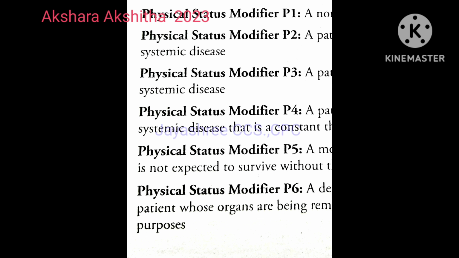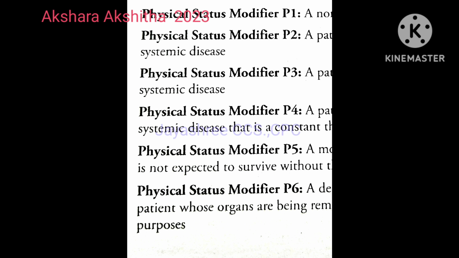The first modifier is the P1 modifier. P1 modifier means the patient is a healthy patient. For that patient, if the doctor is doing any surgery and giving anesthesia, we have to append this modifier. We consider a patient healthy when the patient is non-smoking, has minimal alcohol use or does not use alcohol at all, and there are no systemic conditions. For those patients we need to append the P1 modifier.